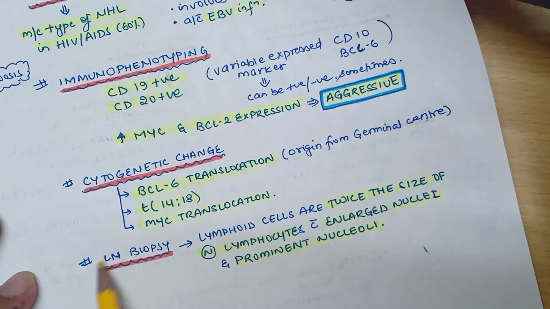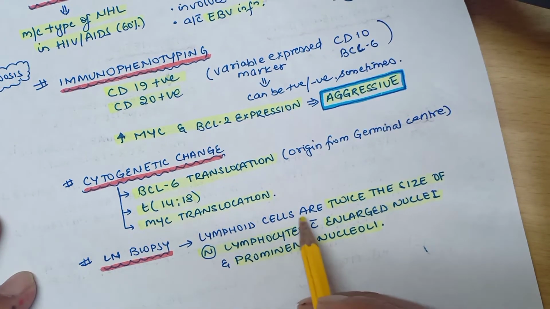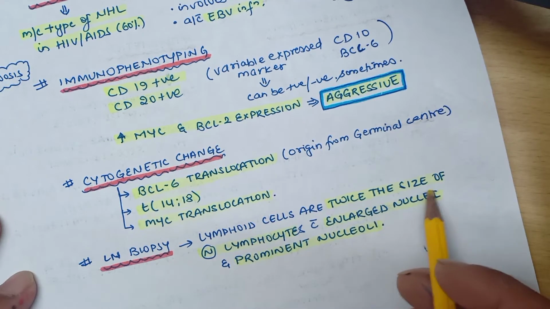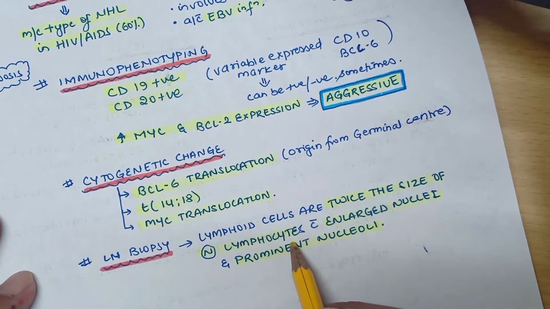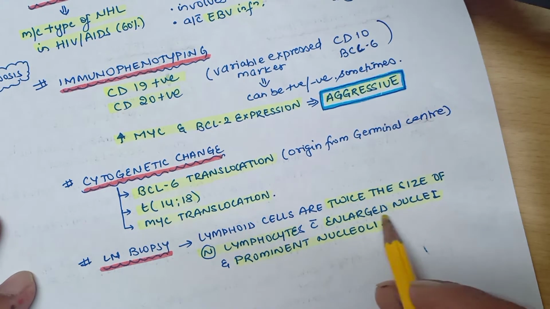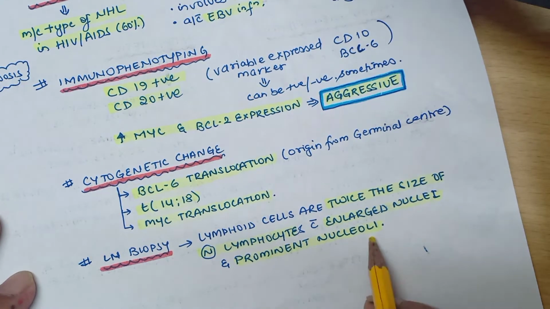When you do the lymph node biopsy, lymphoid cells are seen which are twice the size of normal lymphocytes. So the lymphoid cells are larger in size than the normal lymphocytes, with enlarged nuclei and prominent nucleoli.